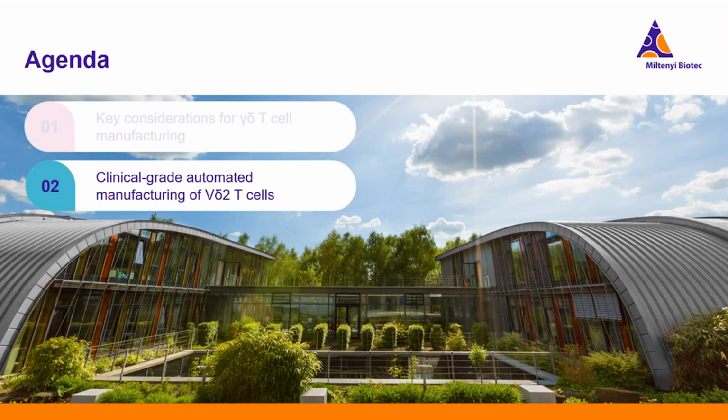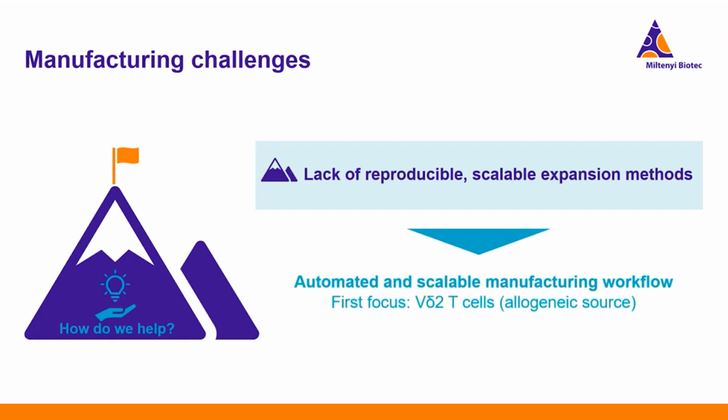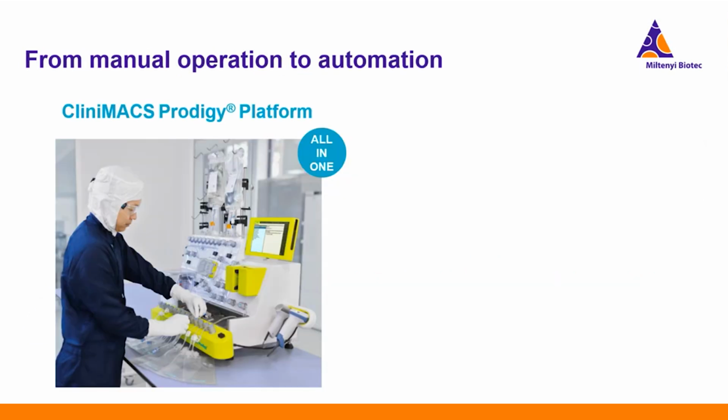So based on these key considerations, we have established a first manufacturing protocol focusing on the Vδ2 T cell subset. And once we have defined our subset, and we also decided to proceed with the use of allogeneic starting material, in our case peripheral blood, we aim to tackle the first main challenge in terms of manufacturing, which is the lack of reproducible, scalable expansion methods, by implementing an automated and scalable manufacturing workflow. And we did so by using the CliniMACS Prodigy platform.